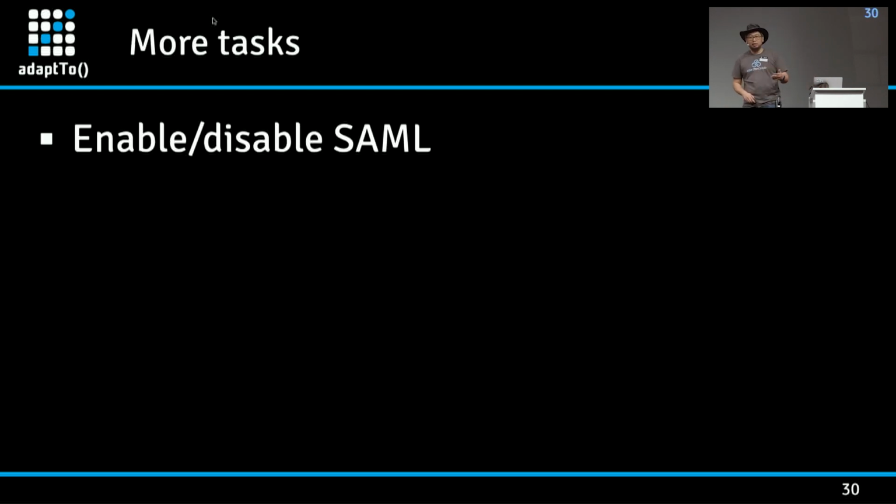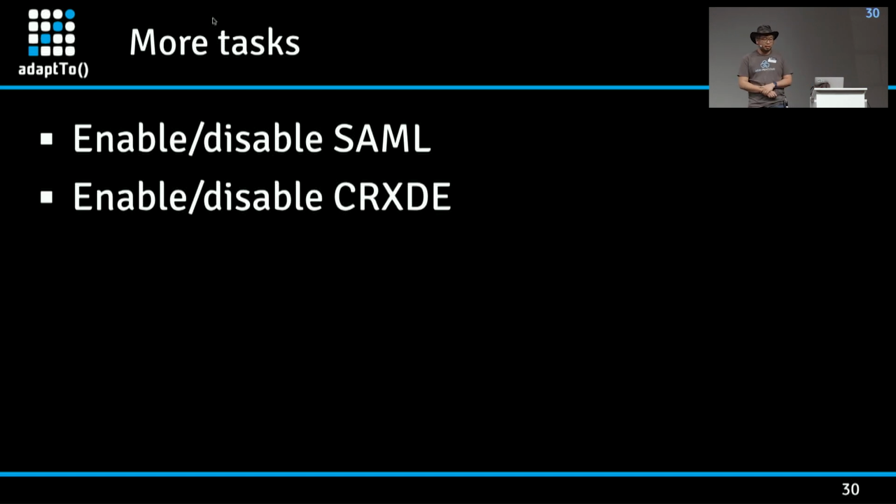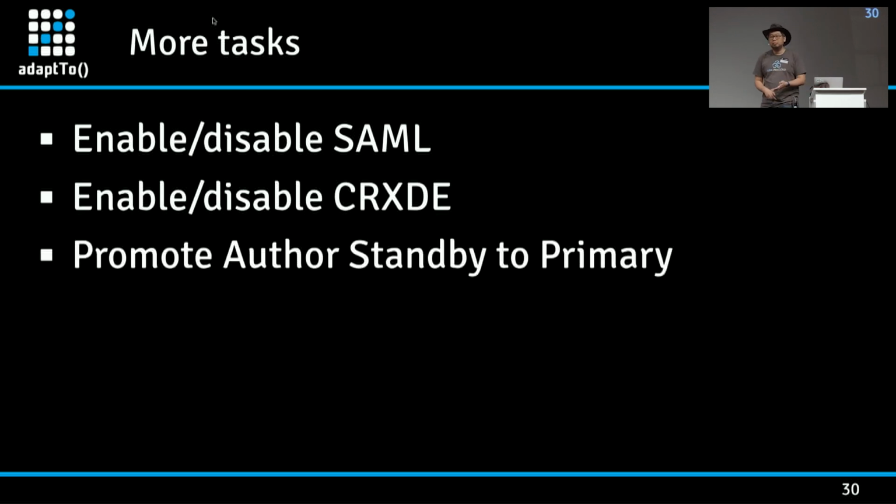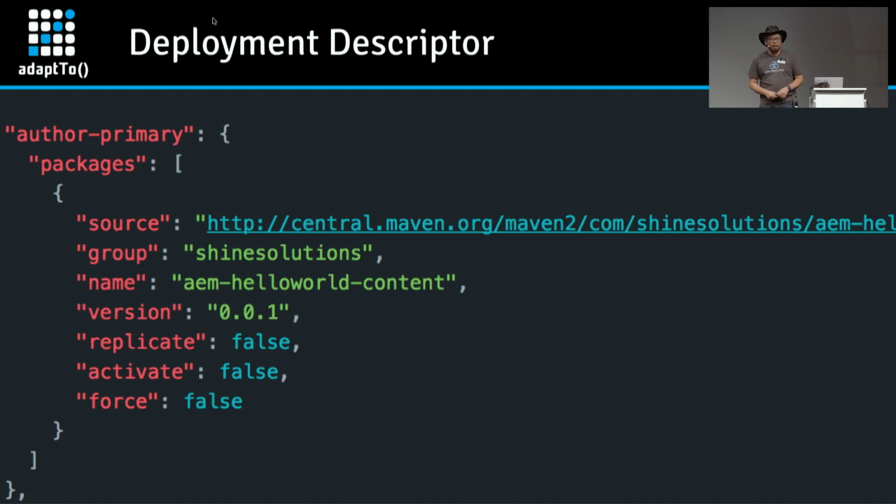And you can enable, disable SAML. Some of our users do have SAML, but they don't want to use SAML for all of the environments. So it provides a level of flexibility to be able to, on demand, enable, disable SAML. Same thing with enabling, disabling CRXDE, and promoting an author standby to author primary.